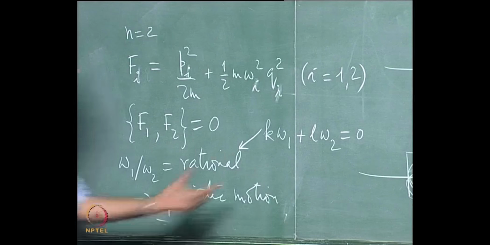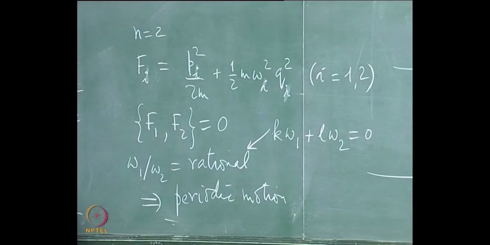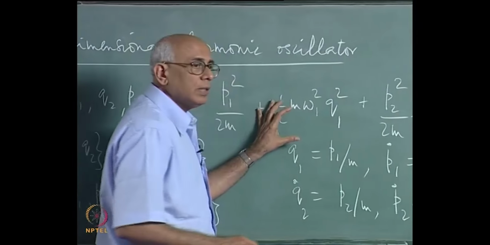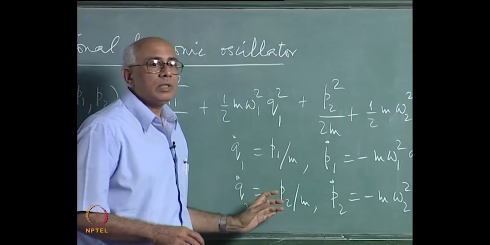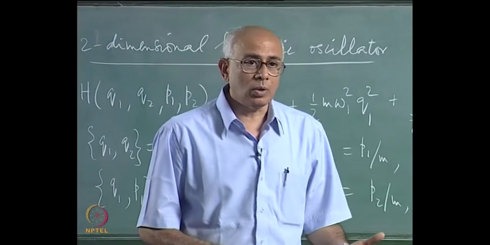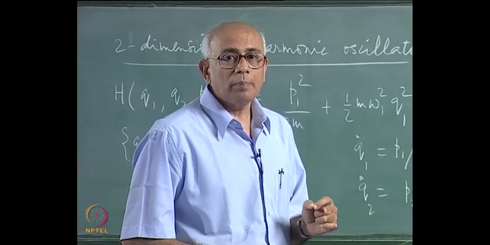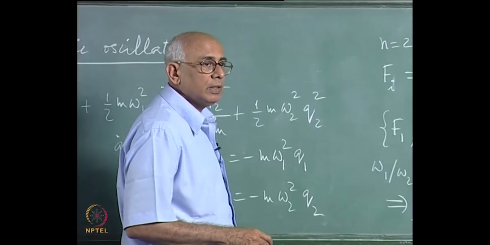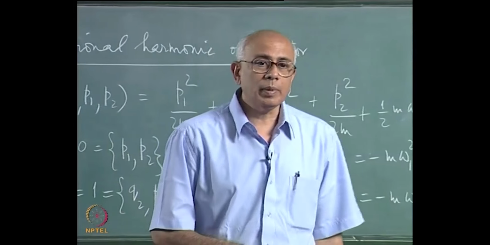But if no such relation exists with K and L being integers, then this ratio is irrational in general and the motion is not periodic. Although it continues to be periodic for the first oscillator and for this subsystem separately, we are now interested in whether the motion is periodic for the entire system or not. In other words, in the 4-dimensional phase space, does the representative point come back to its original position? And the answer is no, not if the frequency ratio is incommensurate. If it is irrational, the motion is not periodic.